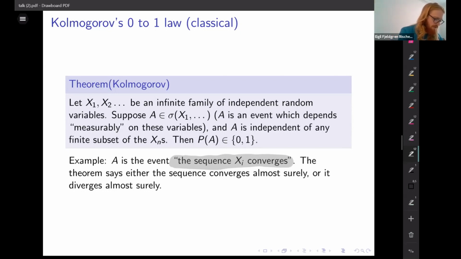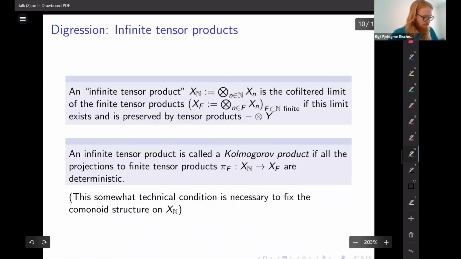And so this theorem says that if you have such an event, if you're in this situation, then it's either probability 0 or probability 1. So it says in this case that if you have such a sequence, then either it converges all the time or it never converges, which is not a great example because you can prove that fairly easily by hand, but just to illustrate what the output of the theorem is. So this is a very classical thing. It's not that the proof is super complicated or anything, but it's a non-trivial theorem about measure theory. Okay, now let me explain our abstract version of this.